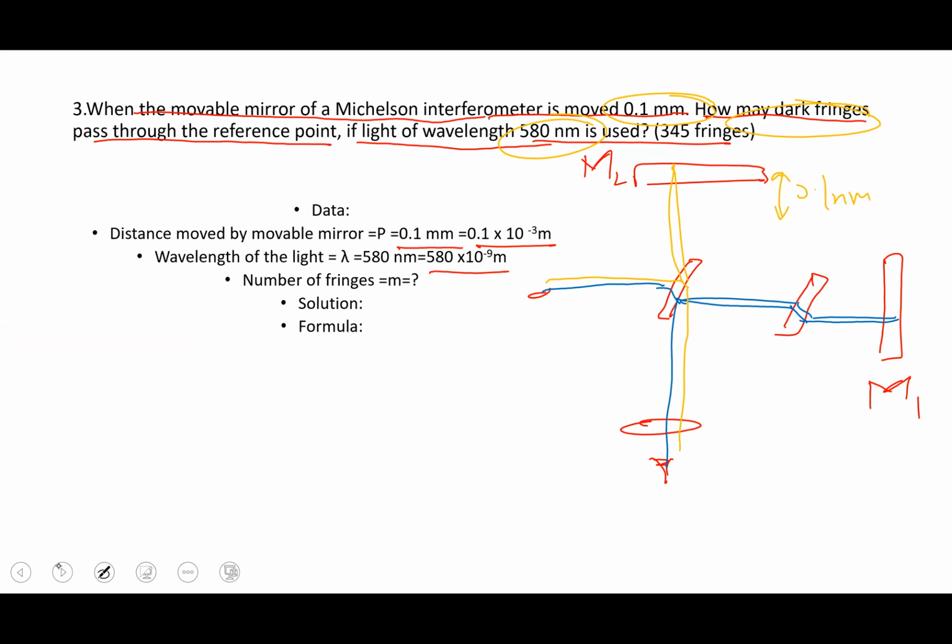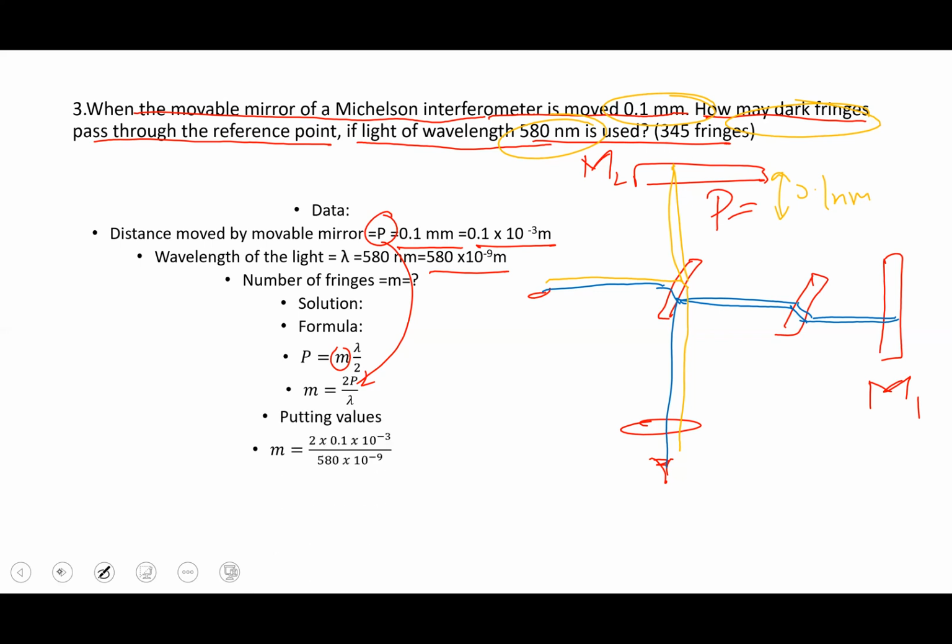Now we have the formula for this one. The formula says P, that means the distance, P is equal to m lambda over 2. So what is the value of m? We have to find it by rearranging this equation. So m will be equal to 2p divided by lambda. Now p was the distance moved by the mirror, that means 0.1 millimeters. So this is p.